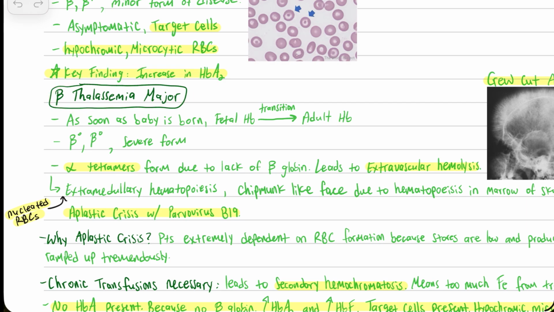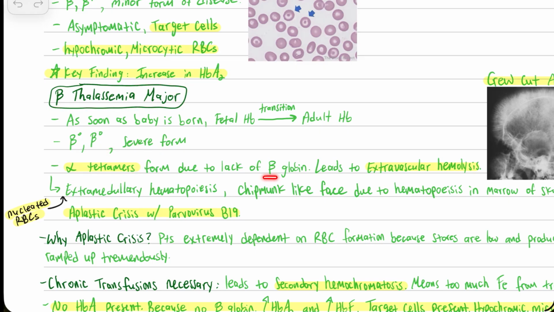Beta thalassemia major is actually not diagnosed until later on when you start getting symptoms. And the reason is because as soon as the baby's born, your fetal globin starts a slow transition into your adult hemoglobin A. But once your body recognizes, hey, we're beta null, we have absolutely no beta globin available, that's where you have severe beta thalassemia, and we call it major.